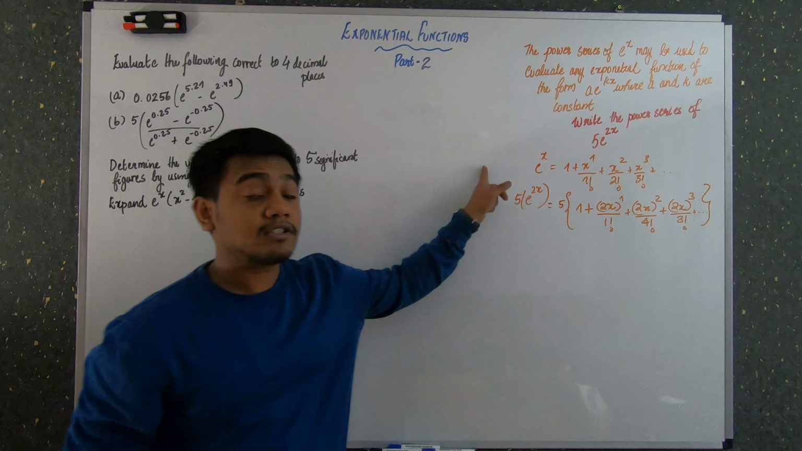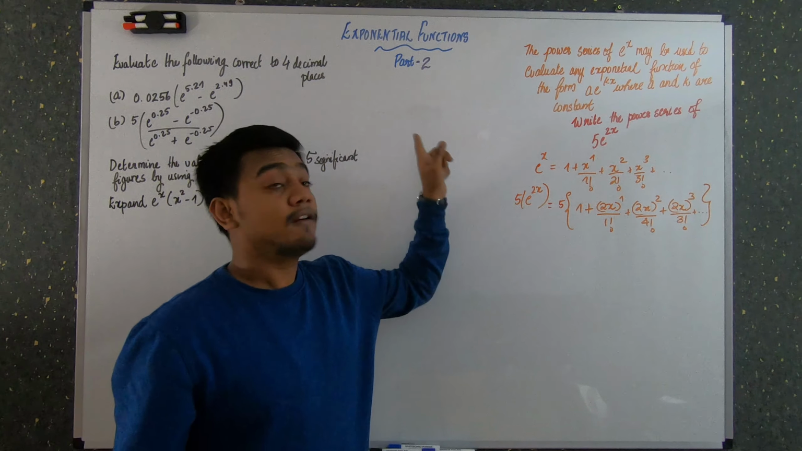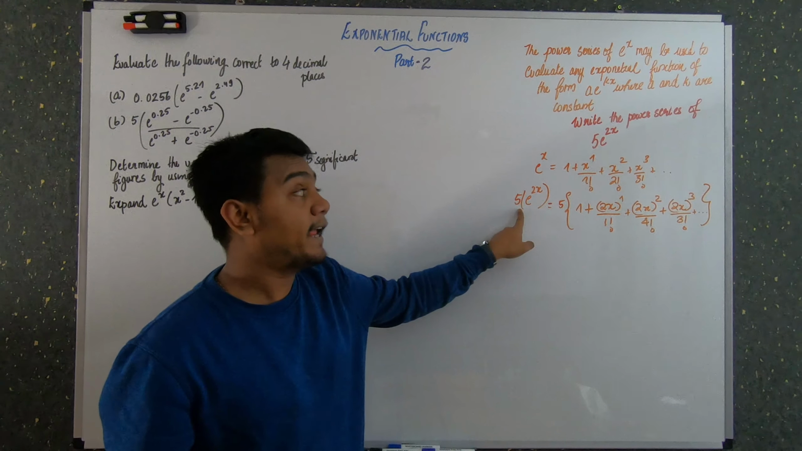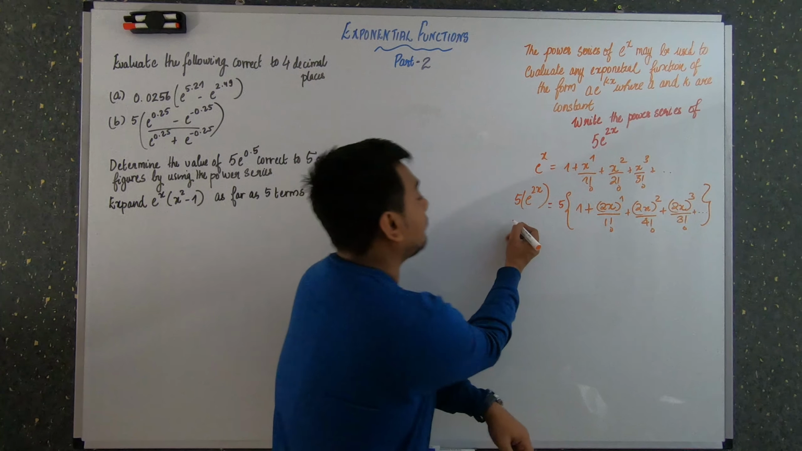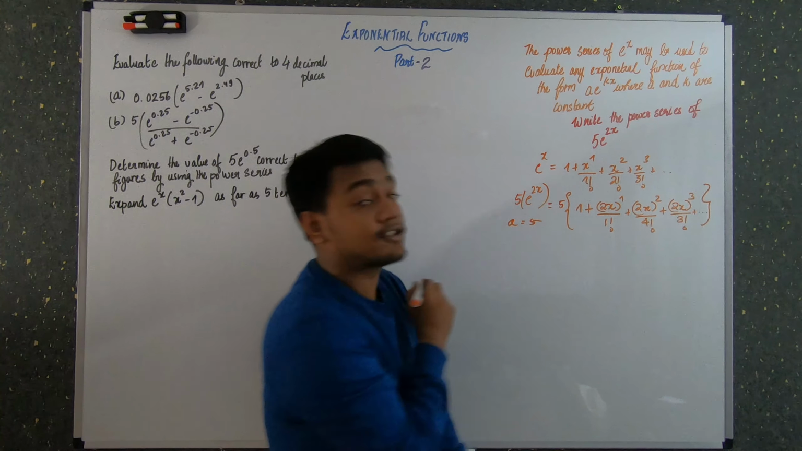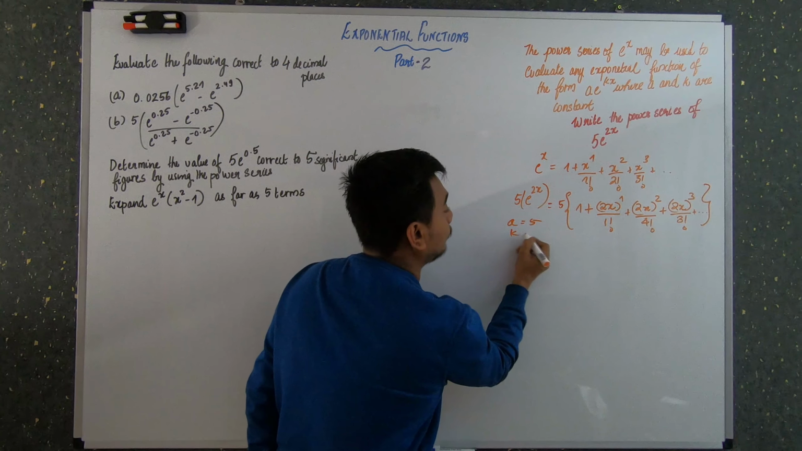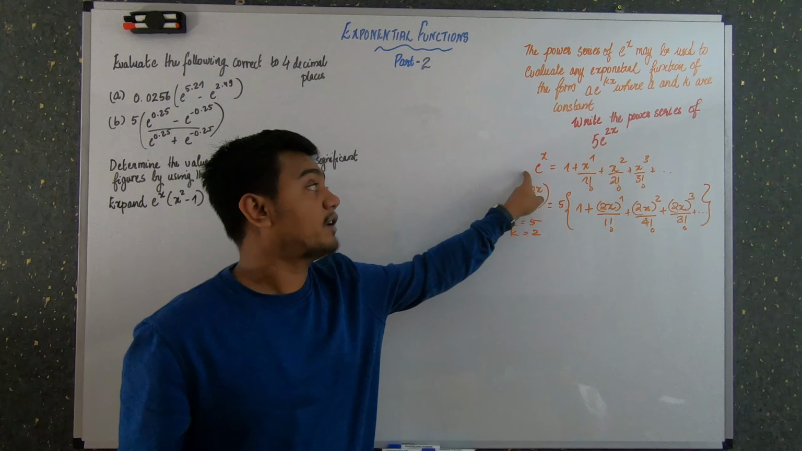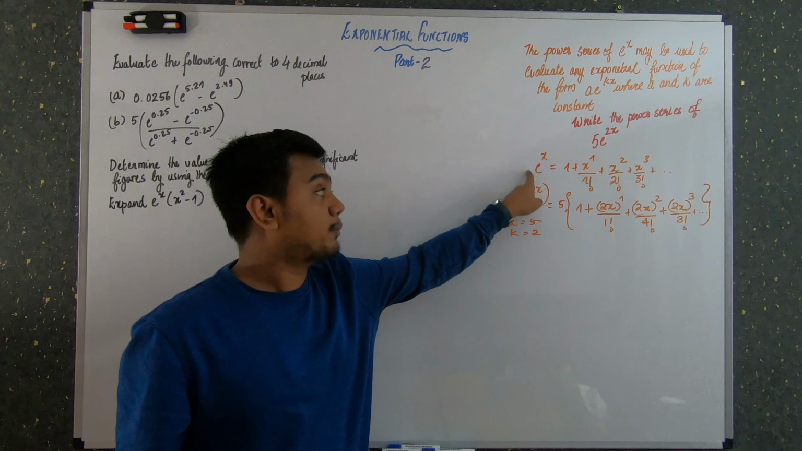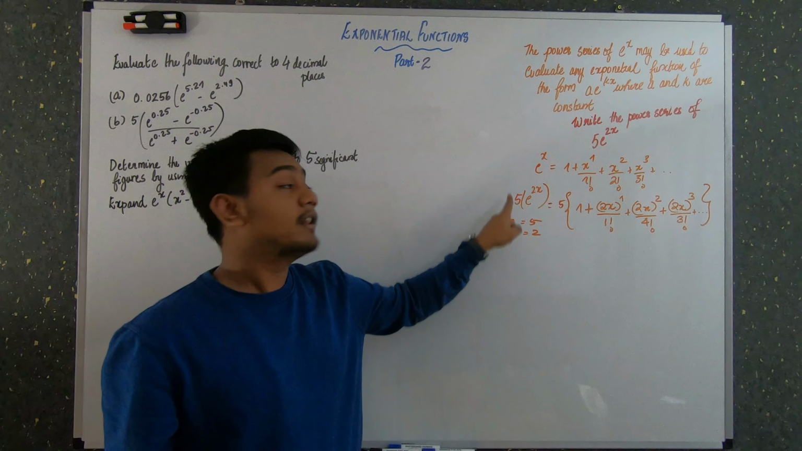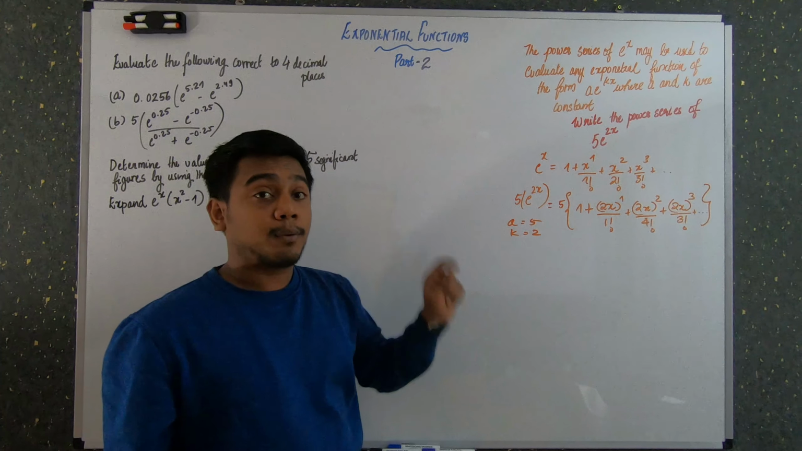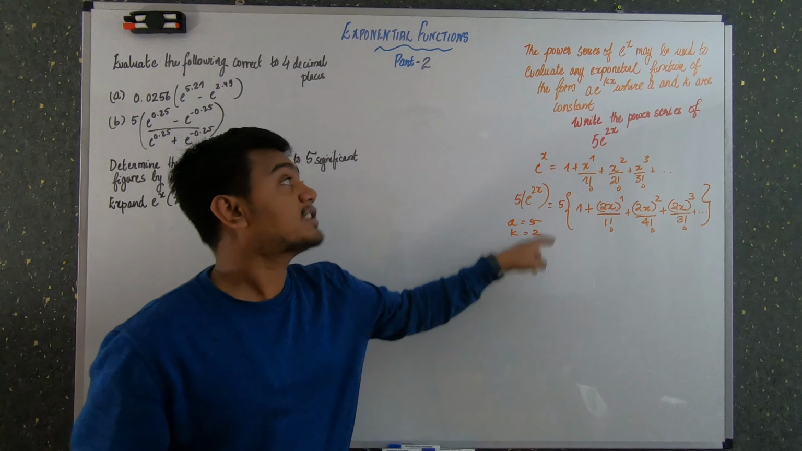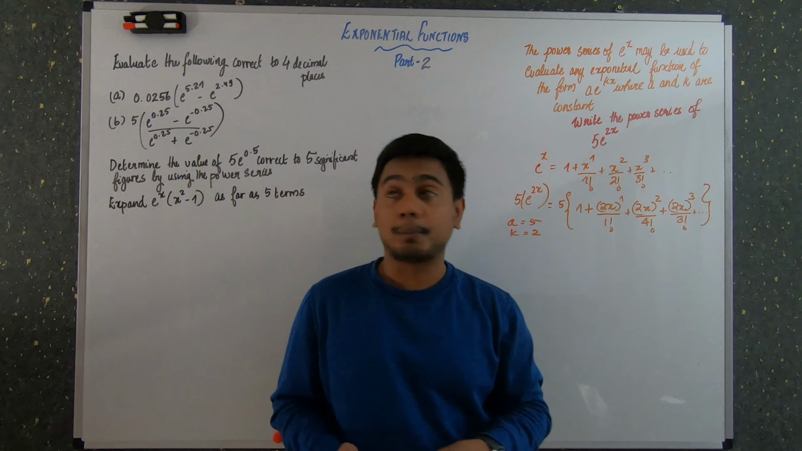So this can also be used to evaluate exponential functions in the form a into e raised to kx. Here a is 5 and k is 2. These both are constants. Using the power series for exponential functions, you can evaluate exponential functions in the form a into e raised to kx. So this is a small reminder. Now let's come back to problems.